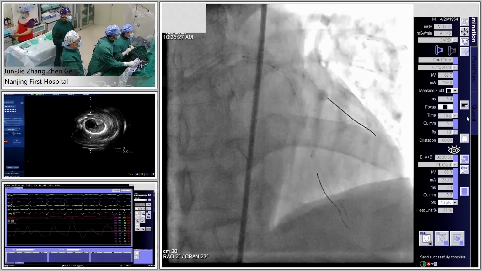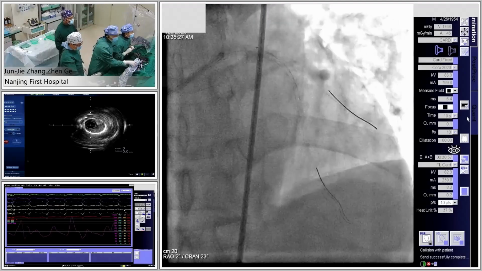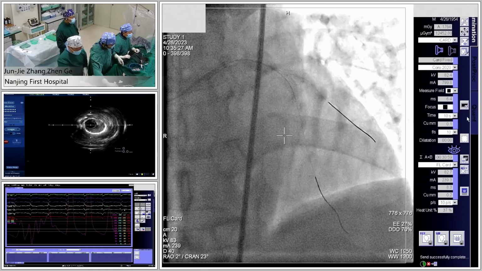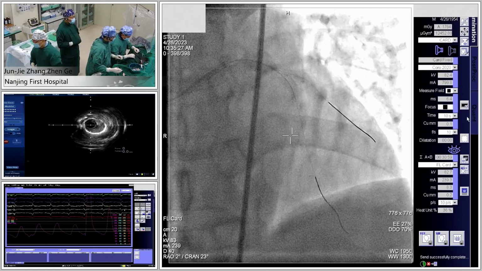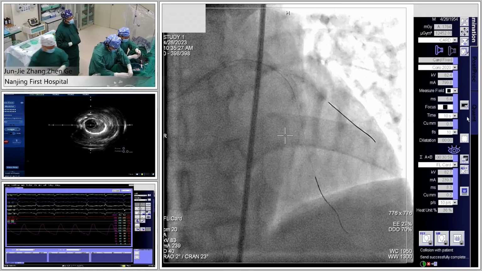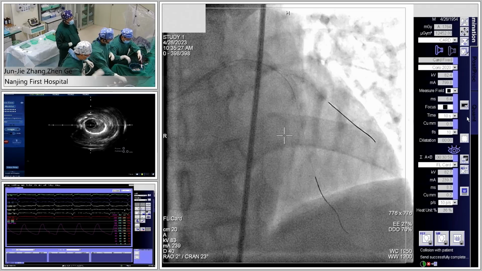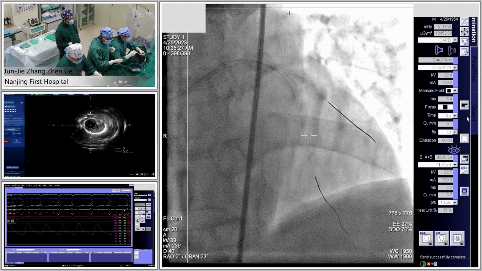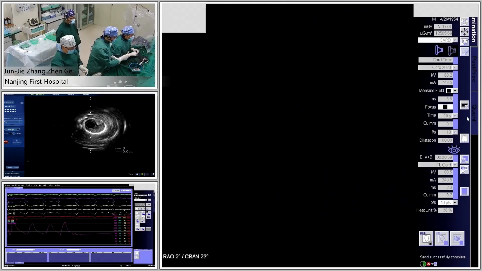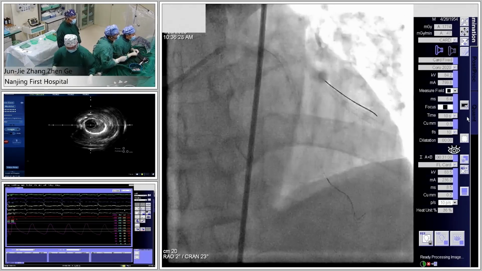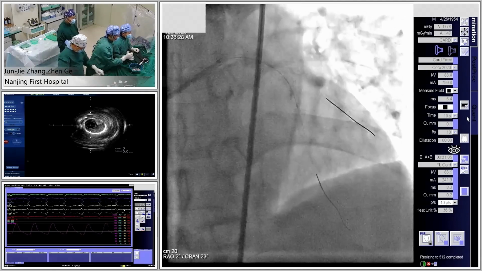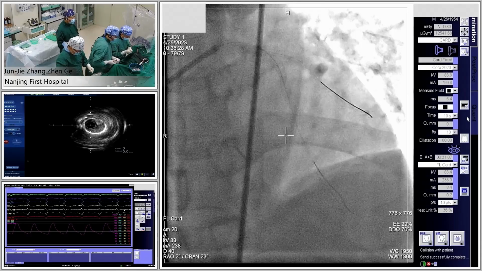3.5 high pressure, or 3.0 is fine. 3.0. I don't know why. So there is some resistance for the IVUS inserting into the LAD. So I think maybe after balloon predilation, there is some calcification crack. We will use a smaller balloon, a 3.0 balloon, to do the lesion preparation again.